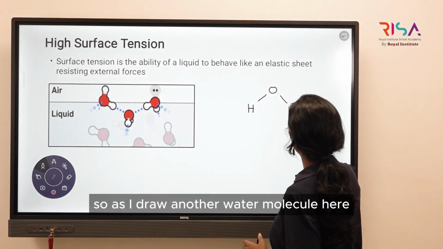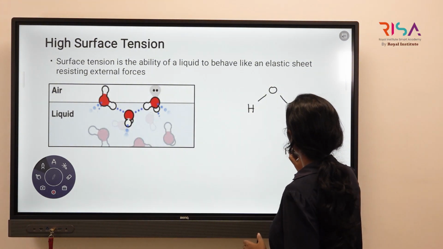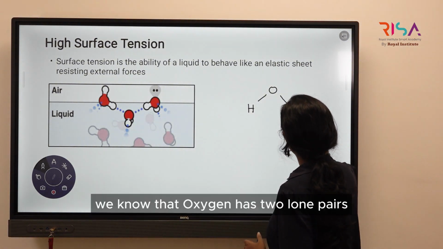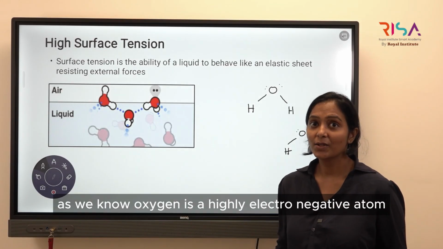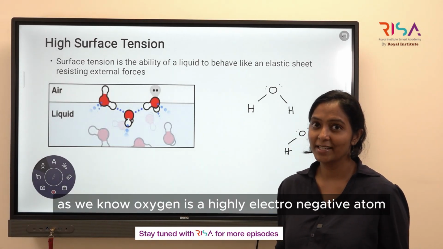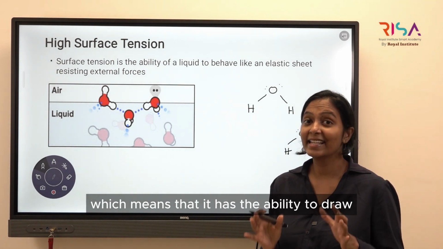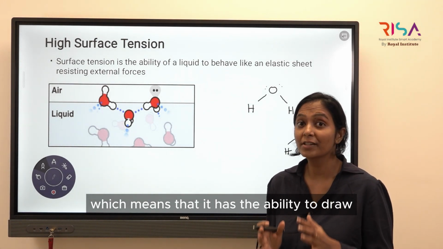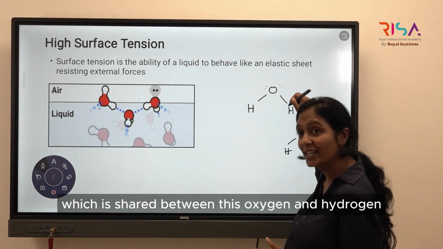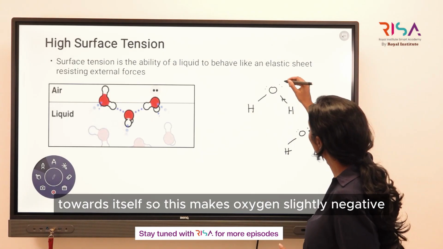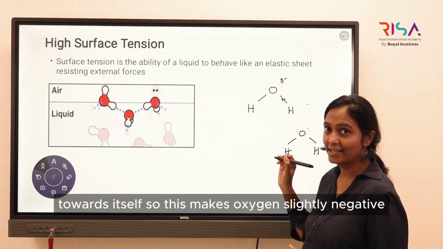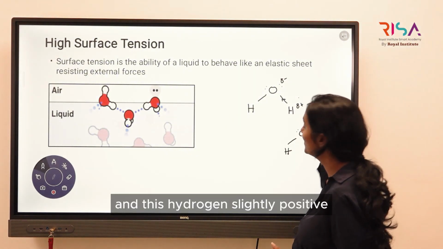So I'll draw another water molecule here. We know that oxygen has two lone pairs. As we know, oxygen is a highly electronegative atom, which means that it has the ability to draw the electrons which are shared between this oxygen and hydrogen towards itself. So this makes oxygen slightly negative and this hydrogen slightly positive.